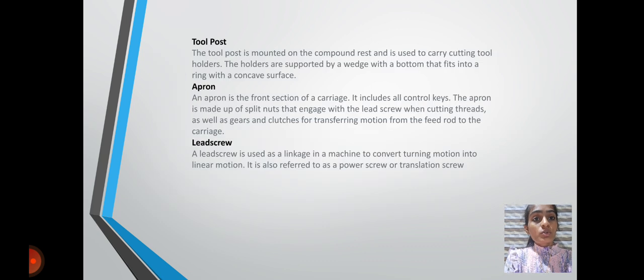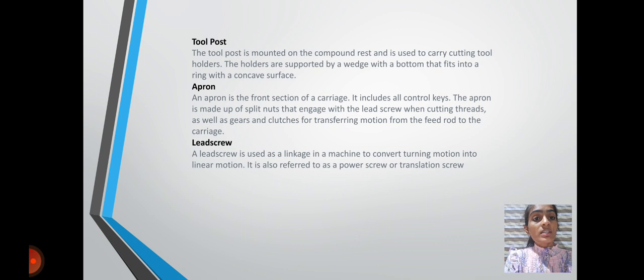Tool post. The tool post is mounted on the compound rest and is used to carry cutting tool holders. The holders are supported by a wedge with a bottom that fits into a ring with a concave surface. Apron. An apron is the front section of a carriage. It includes all control keys. The apron is made up of split nuts that engage with the lead screw when cutting threads as well as gears and clutches for transferring motion from the feed rod to the carriage.